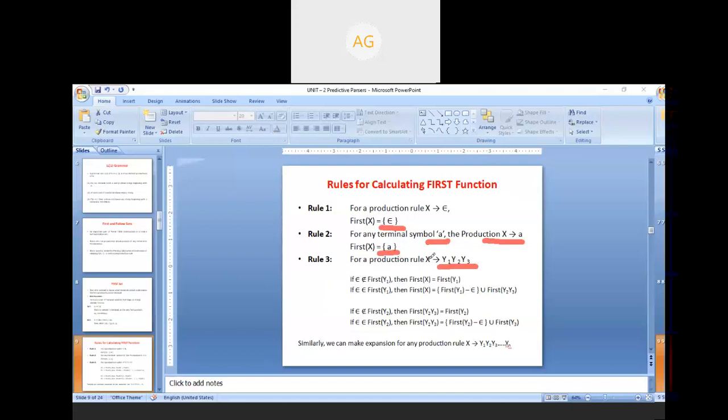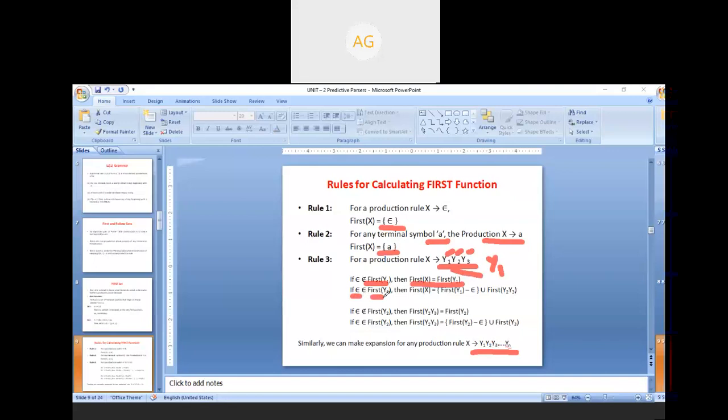If the production is of type H produces Y1, Y2, Y3, and so on, in general Y1 to Yn, where these Ys are basically non-terminals, then two conditions apply. If epsilon does not belong to first of Y1, this means there is some terminal in Y1, then the first of H will have first of Y1. But the condition will change.